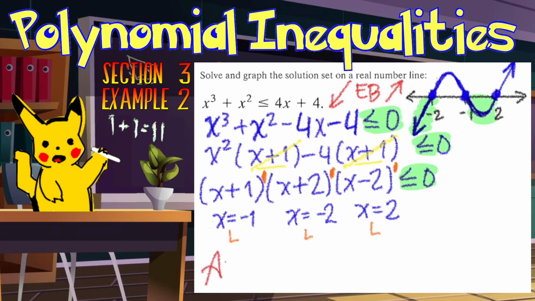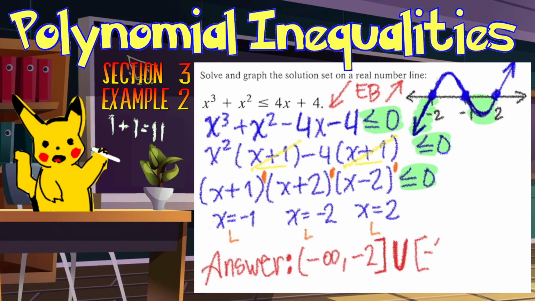Hopefully everyone has followed. Our answer in interval notation from left to right, like writing a domain, is going to be from negative infinity until negative 2. This time I'm using a bracket, again, because it's or equal to. U for the union symbol, so it could be there, or we can look at negative 1 until 2, both with brackets. And that is the end of my solution, the interval notation final answer.